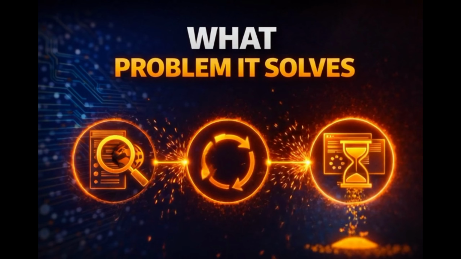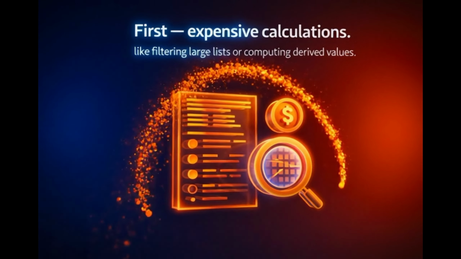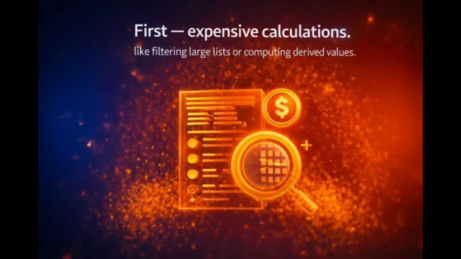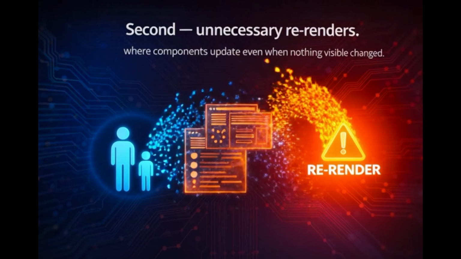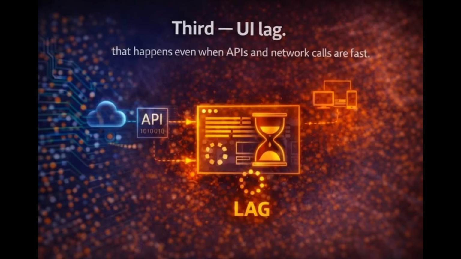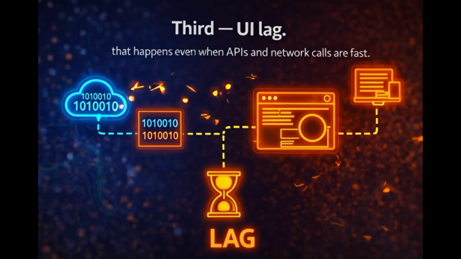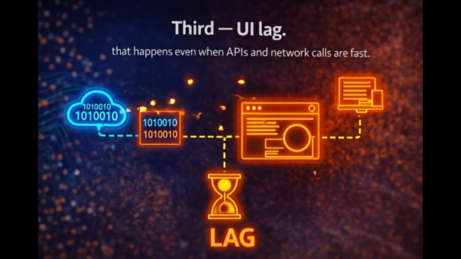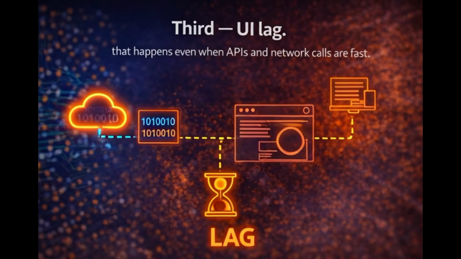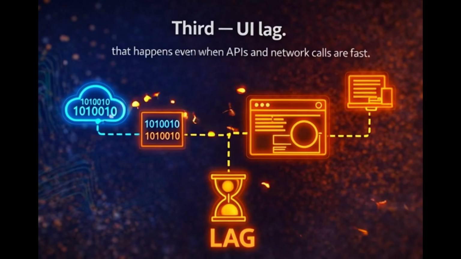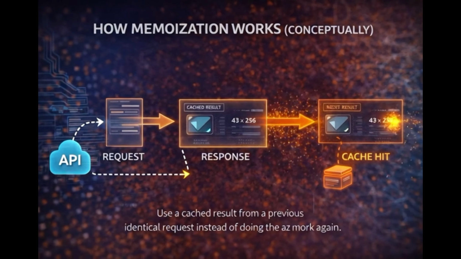What problem does it solve? Memoization solves three real problems. First, expensive calculations, like filtering large lists or computing derived values. Second, unnecessary re-renders, where components update even when nothing visible changed. Third, UI lag that happens even when APIs and network calls are fast. If recalculating something is expensive and the inputs are stable, memoization helps. If not, it doesn't.